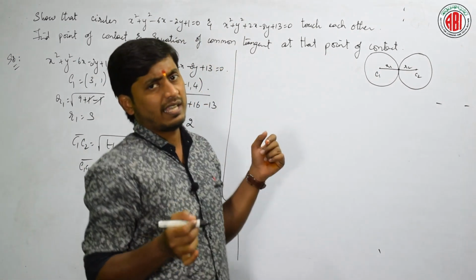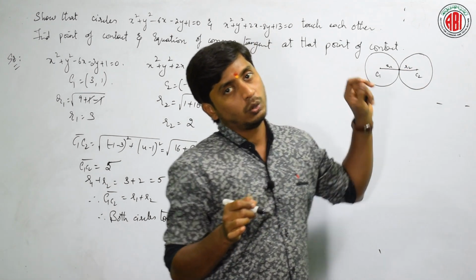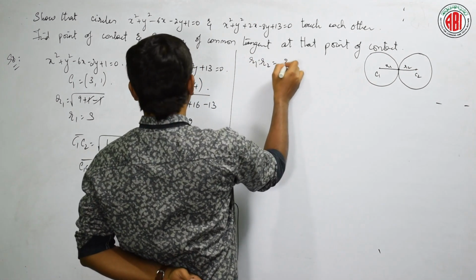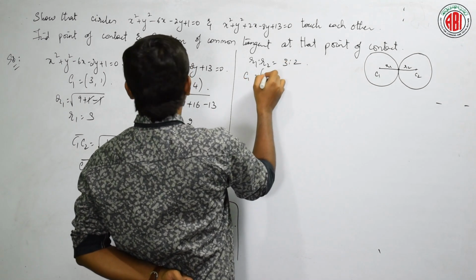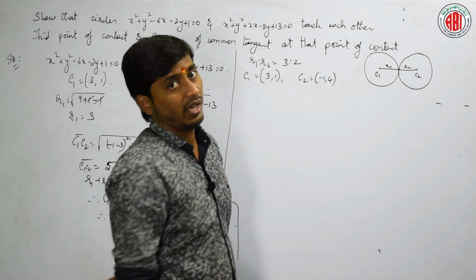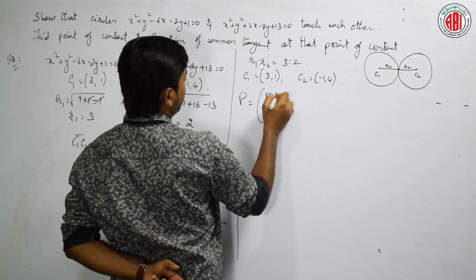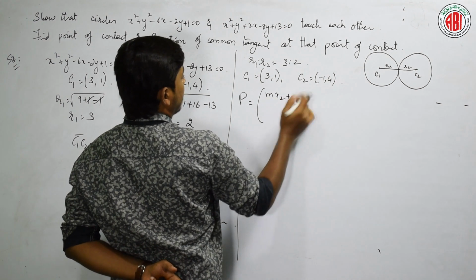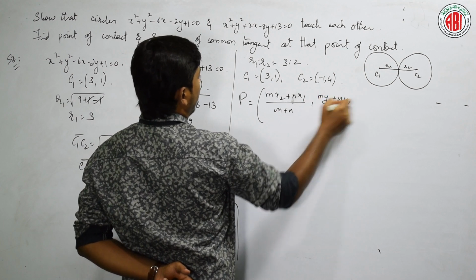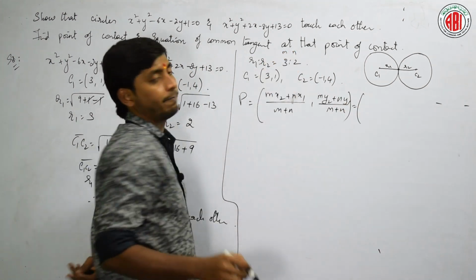How do we find it? The same thing: this point divides the line C1C2 in the ratio R1 to R2. So let us write the ratio R1 to R2 is 3 to 2, and the points are (3, 1) and (-1, 4), okay. So the point of contact is (mx2 plus nx1) by (m plus n), (my2 plus ny1) by (m plus n), yes. This is m and this is n, isn't it?